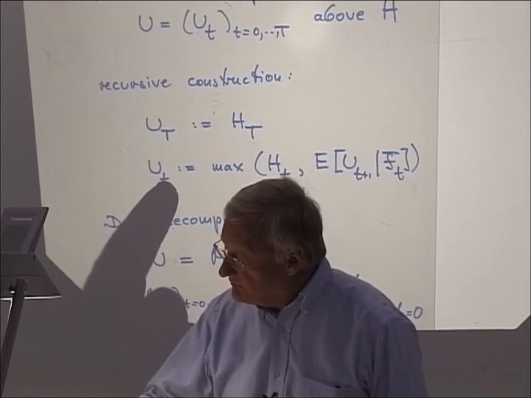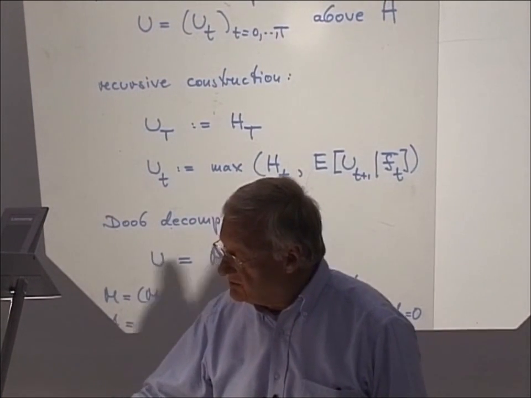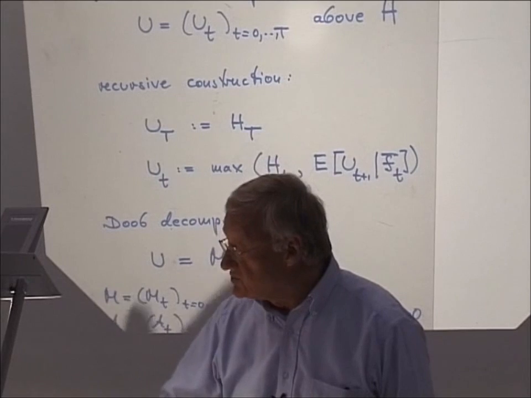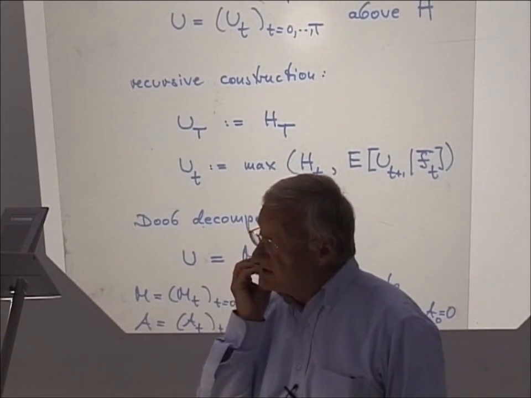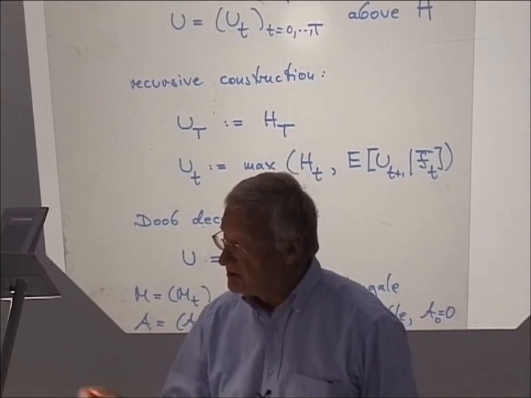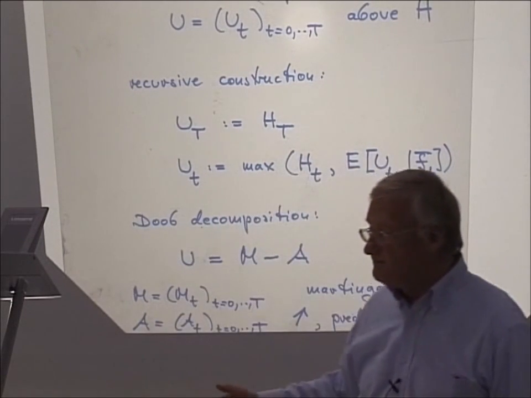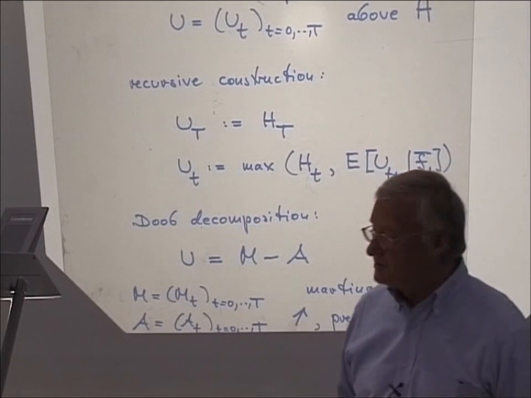Now in particular we have u_t bigger than or equal to this conditional expectation. That's a supermartingale property. Any such supermartingale can be decomposed into a martingale minus some predictable increasing process.